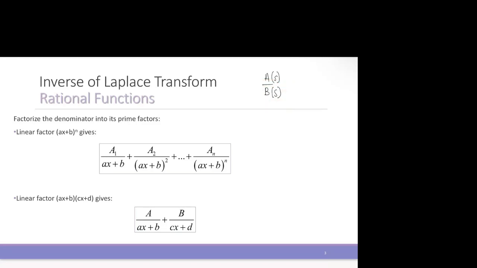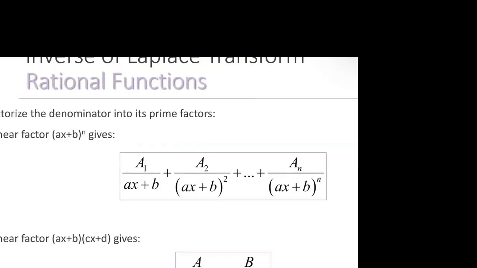If the function B(s) is a linear factor, you have a linear factor (ax + b) to the power of n. So this is a linear factor where the power is equal to n. What you need to do is break down this fraction into several fractions.